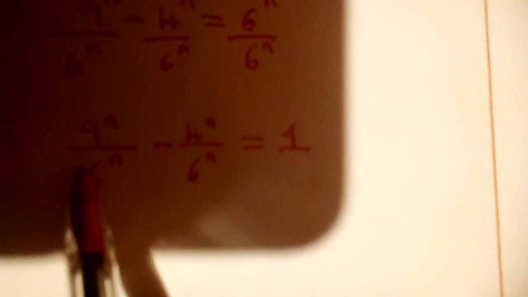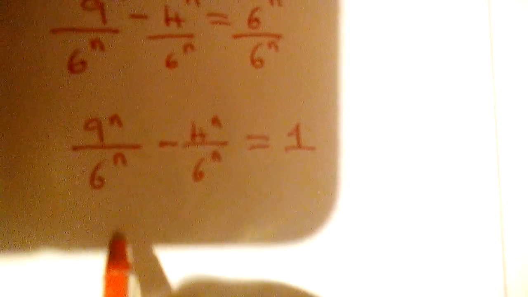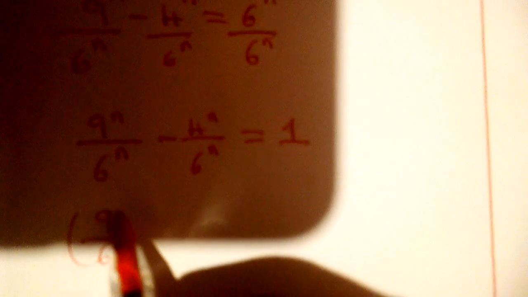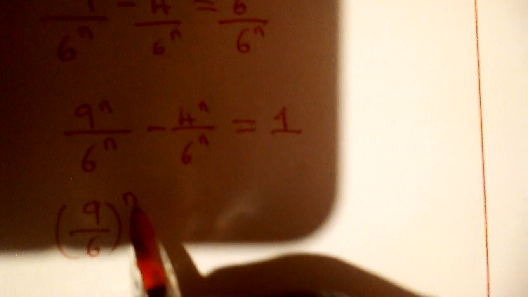But then, if you may recall, according to the laws of indices, 9 to the power n over 6 to the power n can also be rewritten as 9 over 6 in parentheses to the power n, minus the same as happens here. We're going to have 4 over 6 to the n power, and this will equal 1.